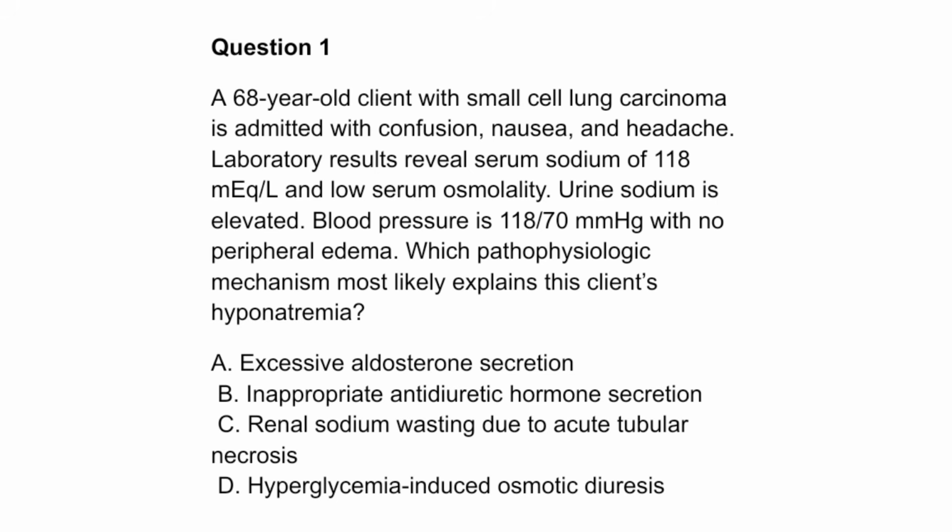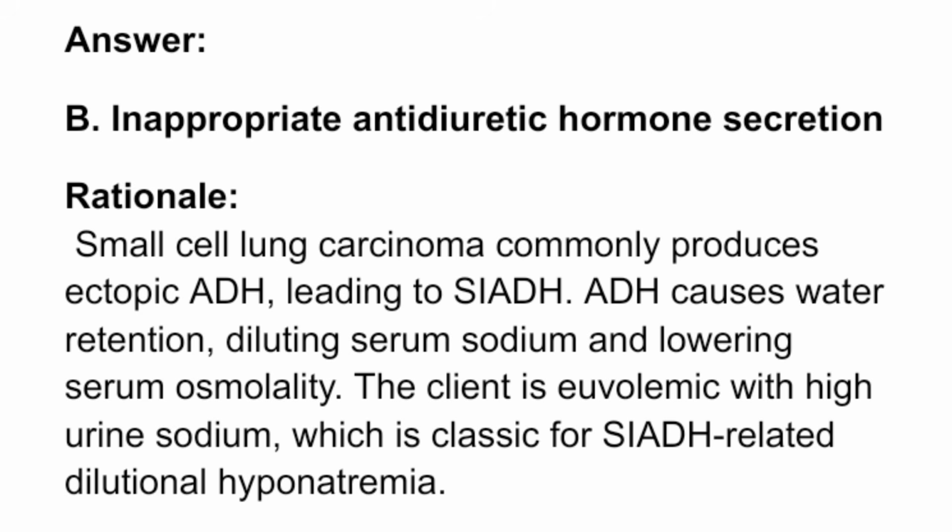A. Excessive aldosterone secretion. B. Inappropriate antidiuretic hormone secretion. C. Renal sodium wasting due to acute tubular necrosis. D. Hyperglycemia-induced osmotic diuresis. Answer: B.